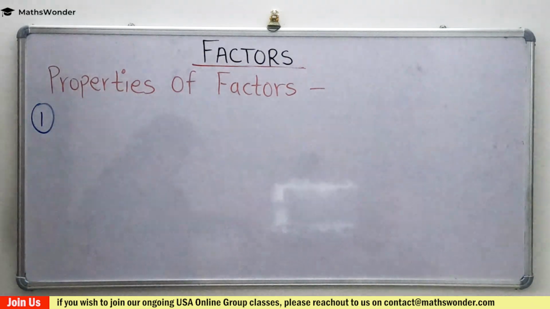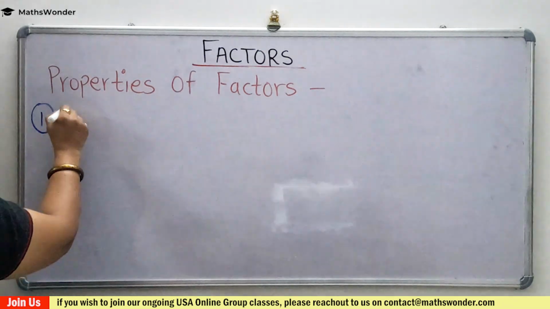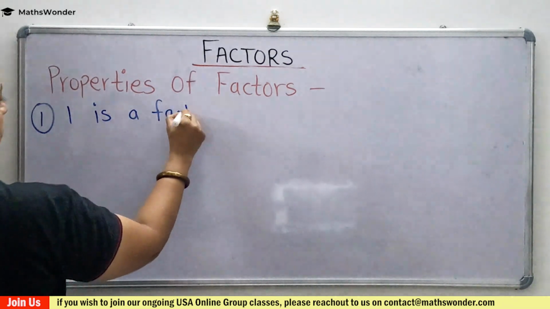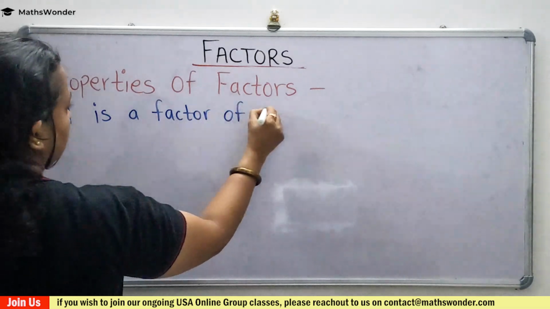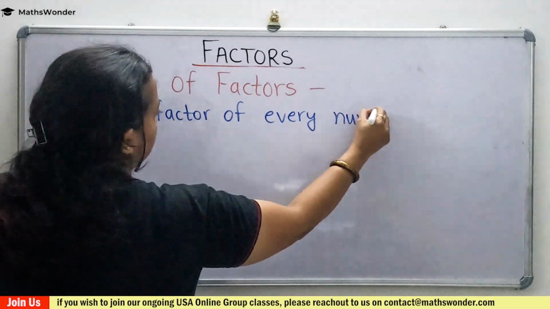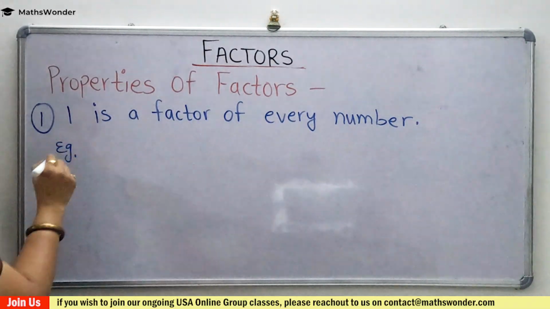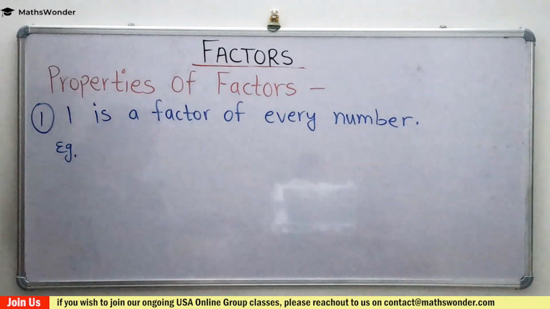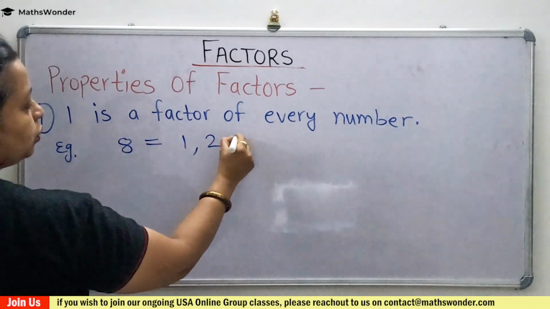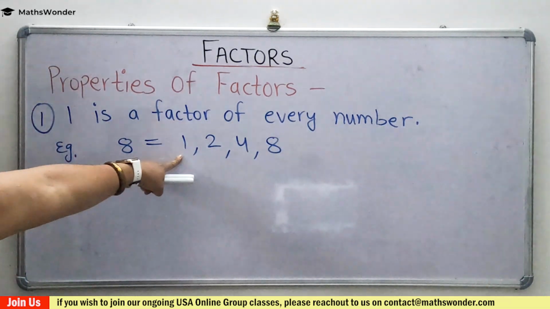First property: 1 is a factor of every number. Write it down. How? Whenever you find the factors of any number, suppose 8, so 1, 2, 4, 8. So 1 will always be there.